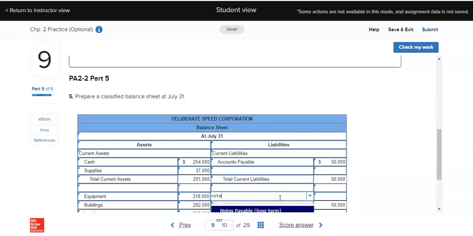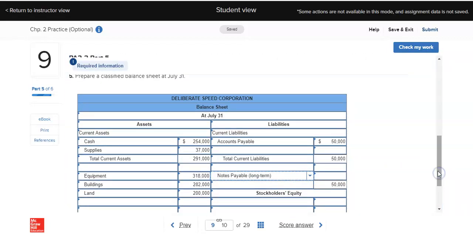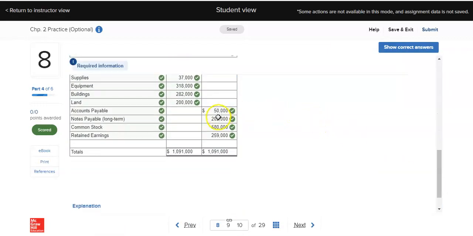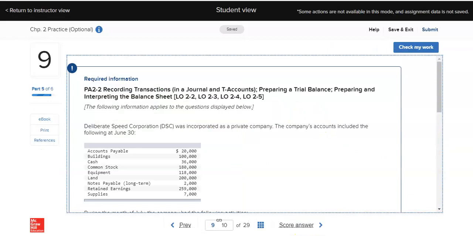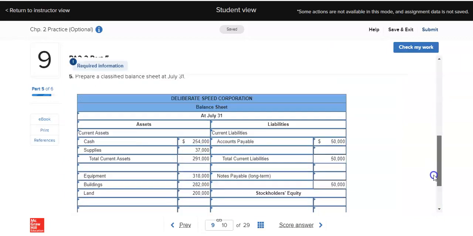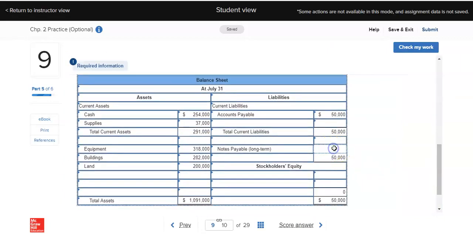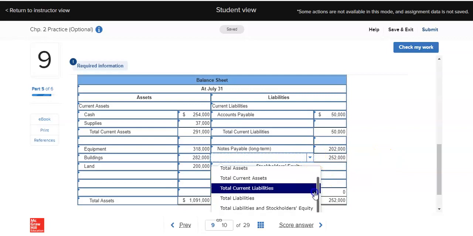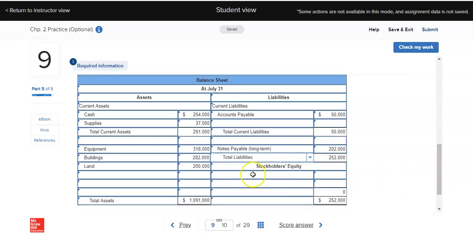And notes payable. That's $202,000, I believe. Let's see. $202,000. And so our total liabilities are $252,000.